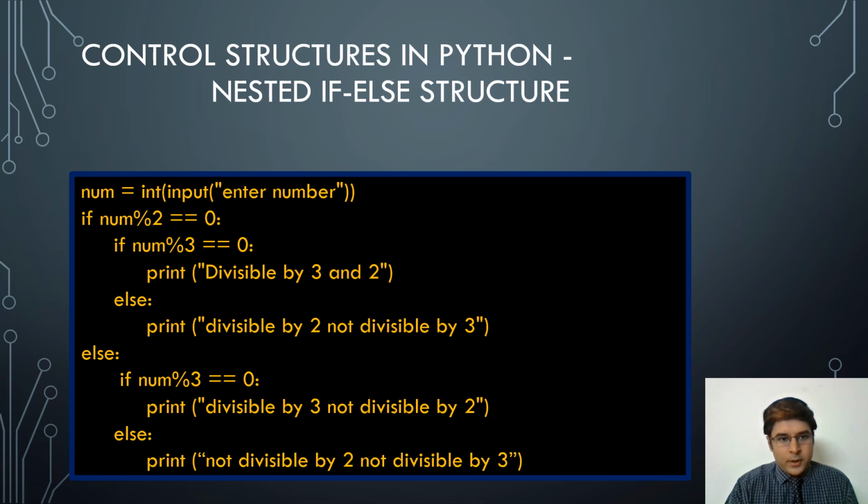Next we observe a simple example of nested if else. We enter a number from the user and assign it to num. If num is divisible by 2 and 3, it will print divisible by 3 and 2. Otherwise, if it is divisible by 2 and not divisible by 3, it will print divisible by 2 and not divisible by 3. If it is not divisible by 2, it will skip this block of code and move on to the else part, where if num mod 3 is 0, it will print divisible by 3 and not divisible by 2. Else, it is not divisible by 2 and not divisible by 3.